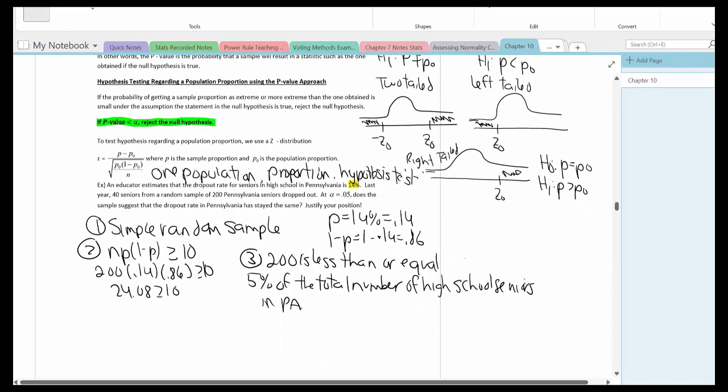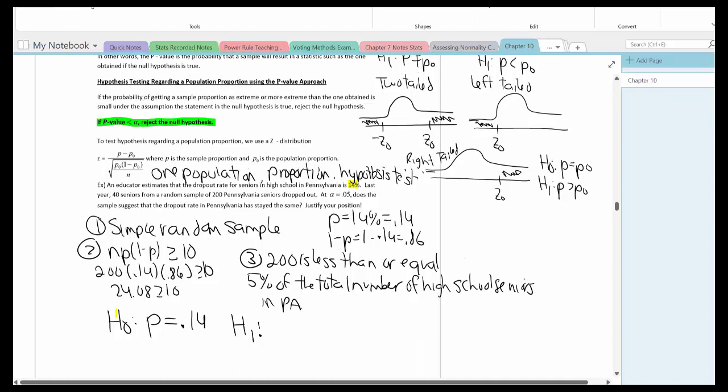Now, we need to be able to write out the null and the alternative hypotheses. So, the null for us would be p is equal to 0.14. The alternative hypothesis. Well, let's take a look for key wording.